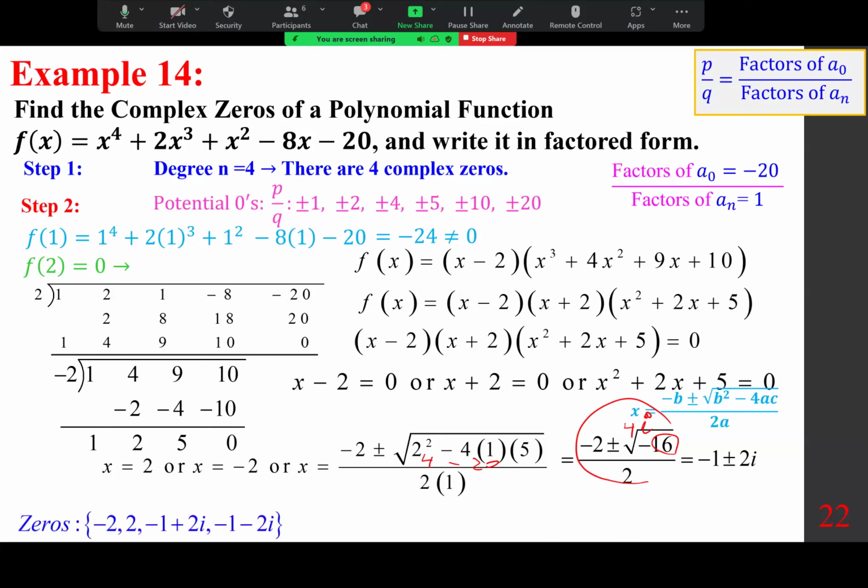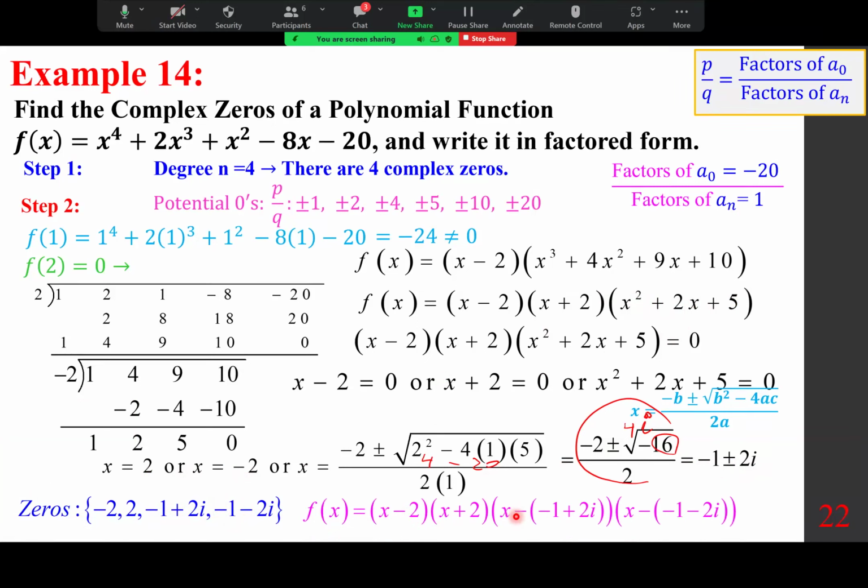So the zeros are as follows: 2 and negative 2, negative 1 plus 2i, and negative 1 minus 2i. To write this in factored form, we replace each zero with x minus that zero. We write it as x minus 2 times x plus 2, times x minus negative 1 plus 2i, and x minus negative 1 minus 2i. You don't have to multiply them out because you already know the answer is this one. The idea was to go from here to here, the factored form.